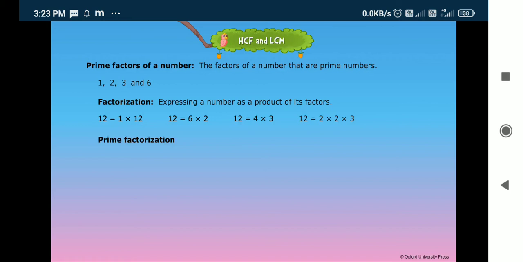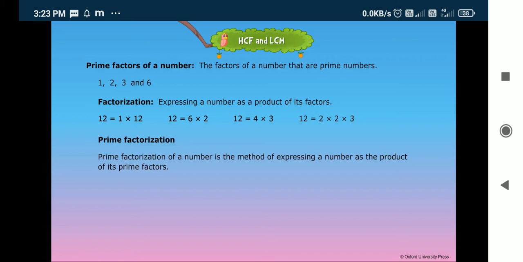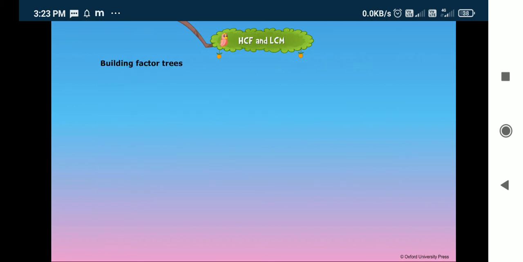Prime factorization. Prime factorization of a number is the method of expressing a number as a product of its prime factors. We can find all the prime factors and prime factorization of a number by building a factor tree. Building factor trees. Let's look at the following example. Find the prime factors of 48.